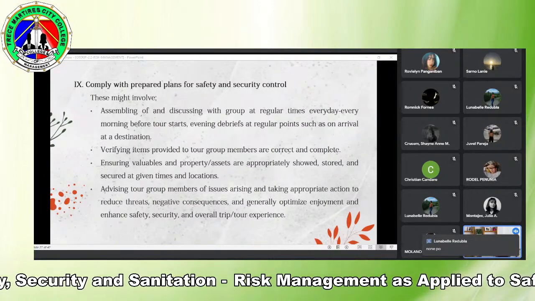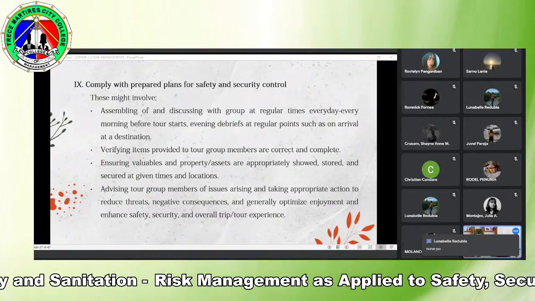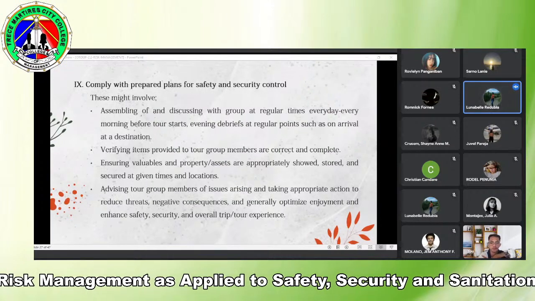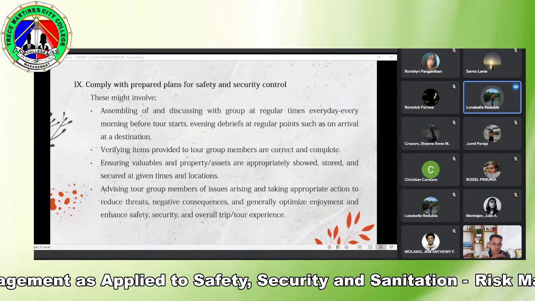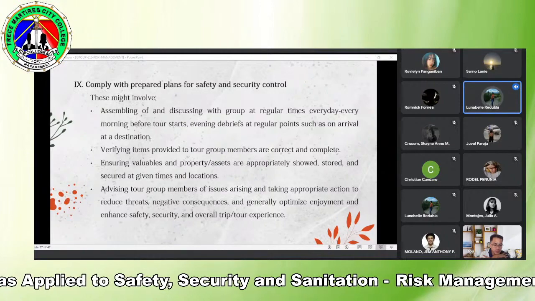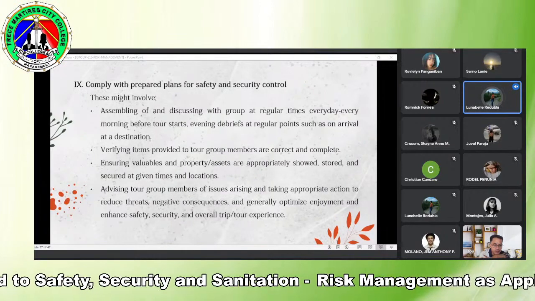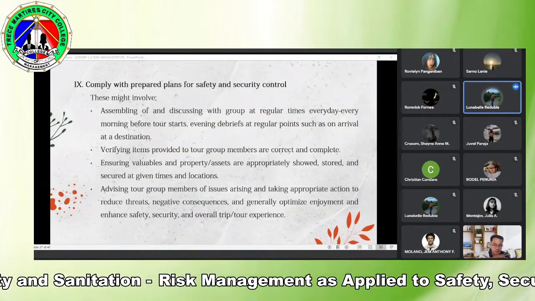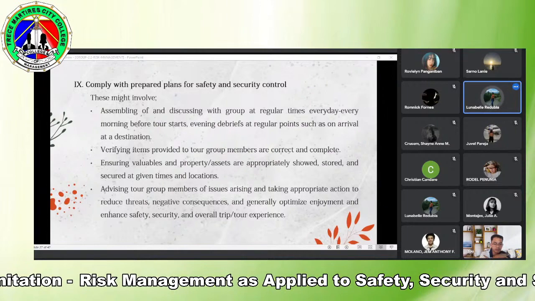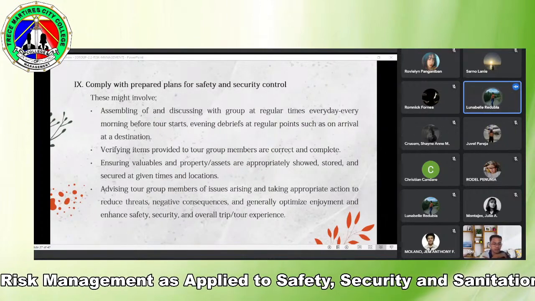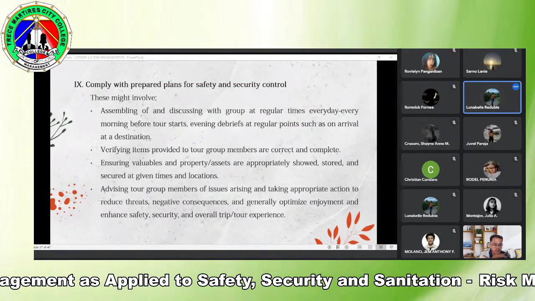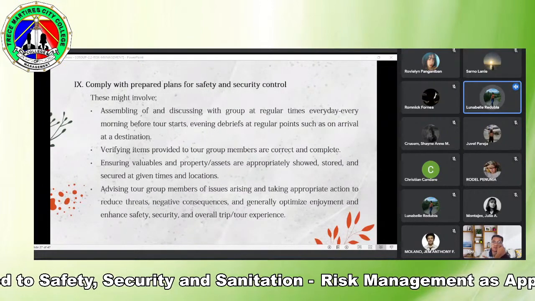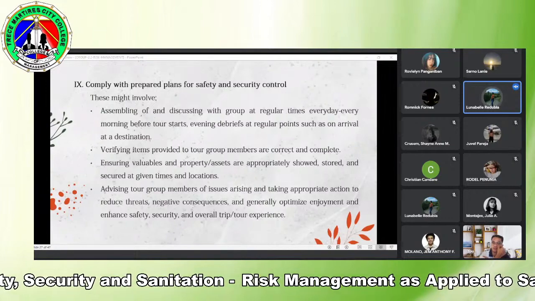Okay, let's proceed. Verifying items provided to tour group members are correct and complete. Since we are preventing problems, threats, or any accidents, we must make sure to pack emergency signaling devices. Also, we need to pack the essentials and be prepared for minor injuries, sudden weather changes, or delays.